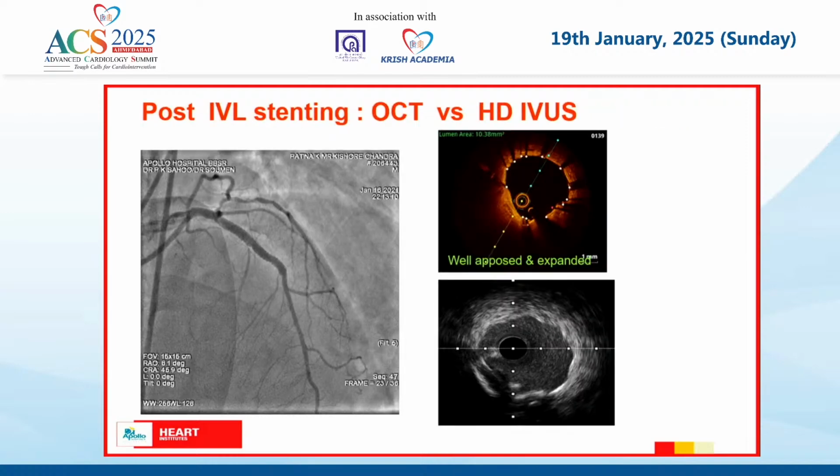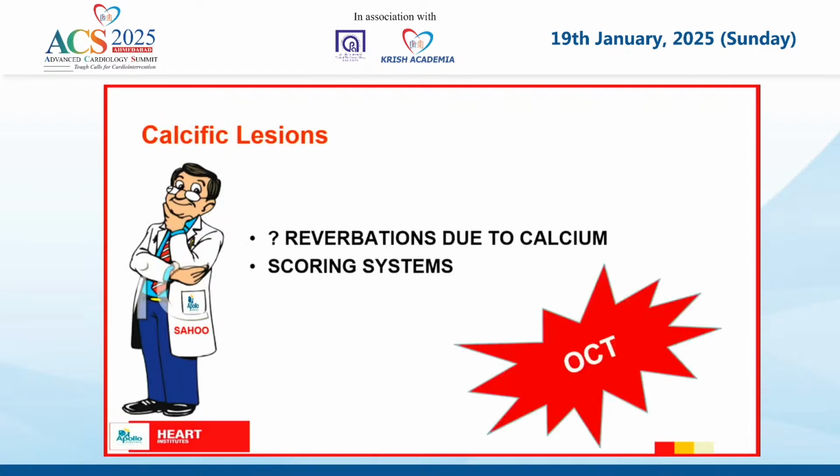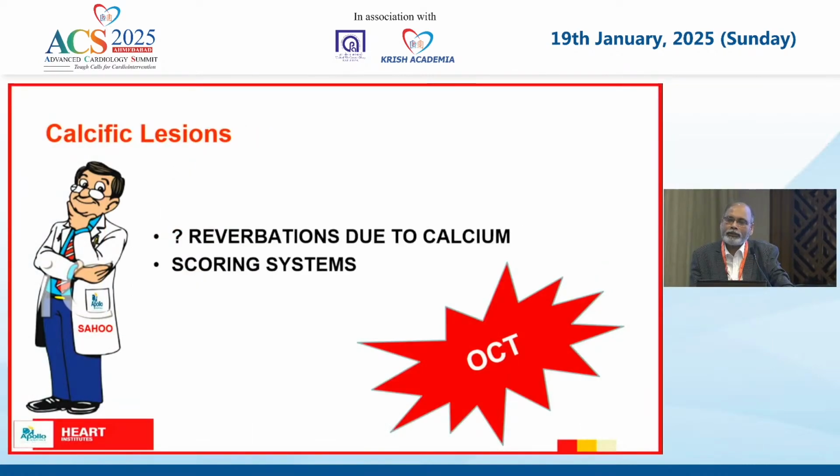Next, the stent was given, it was compared, a larger lumen seen in the IVUS, a smaller lumen seen in the OCT, but the stent is well expanded and is well apposed. Next, the problem with calcium on IVUS is that there are reverberations. The scoring systems are not very well documented. The OCT would be my choice if it is for calcific lesions.